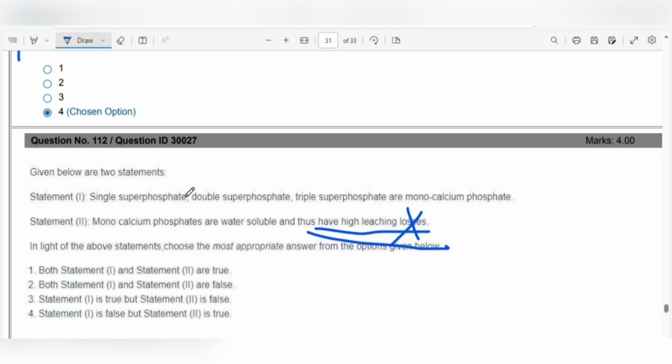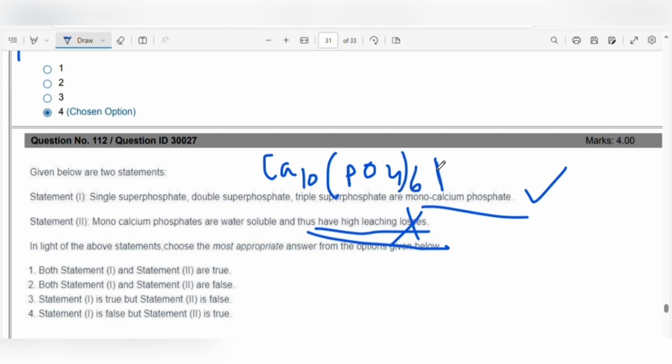Let's move on to the next question. Here you can see that single superphosphate, double superphosphate, triple superphosphate are all monocalcium phosphate. True. If you read the fertilizer production part, you will see that rock phosphate or apatite, mostly fluorapatite, whose formula is Ca10(PO4)6F2, is found in phosphate rock. When this reacts with H2SO4 or H3PO4, it forms single superphosphate, double superphosphate, and triple superphosphate.